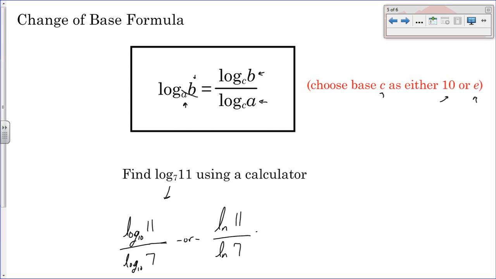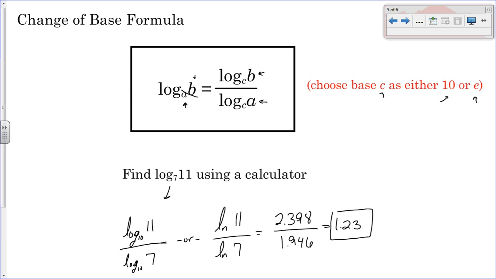So now you can take the log base 10 of 11, or the natural log of 11, and get 2.398, over log base 10 of 7, or natural log of 7, 1.946, which in turn will give you 1.23.